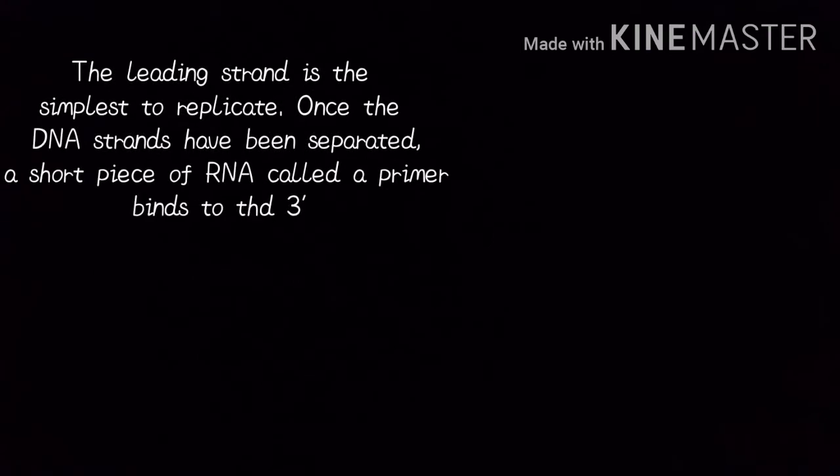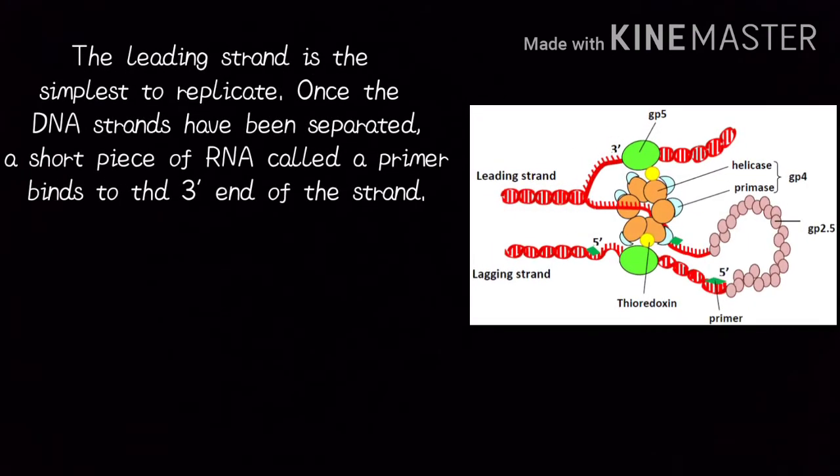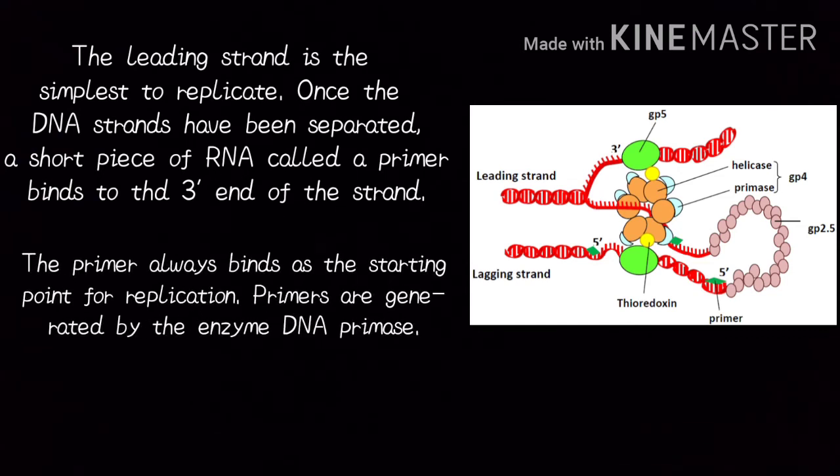Primer binding. The leading strand is the simplest to replicate. Once the DNA strands have been separated, a short piece of RNA called a primer binds to the 3' end of the strand. The primer always binds as the starting point for replication. Primers are generated by the enzyme DNA primase.